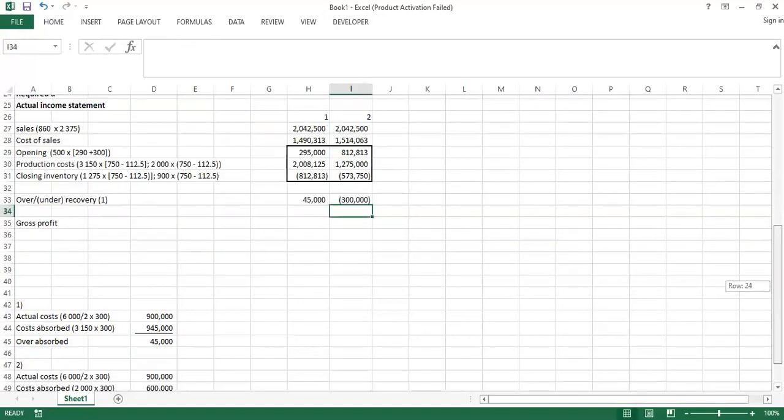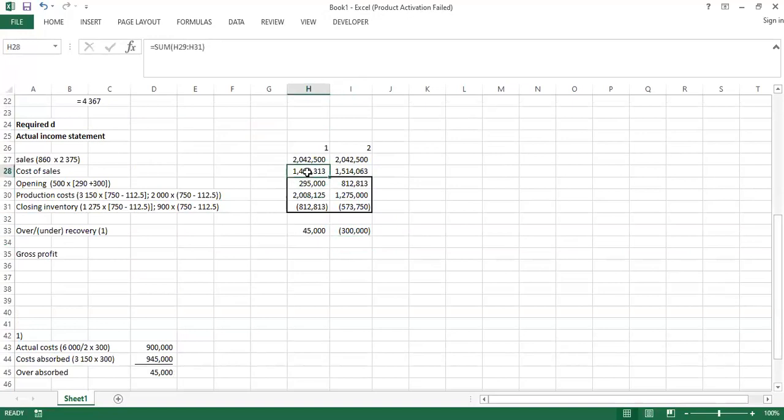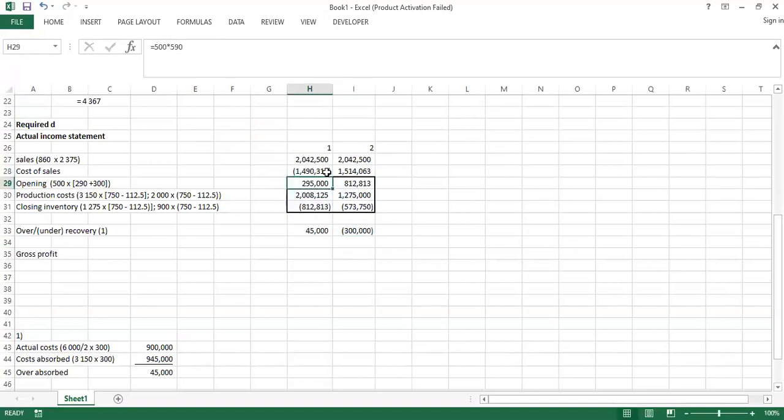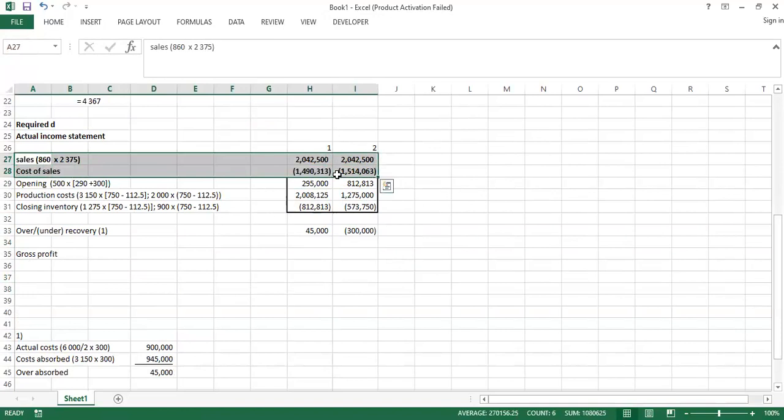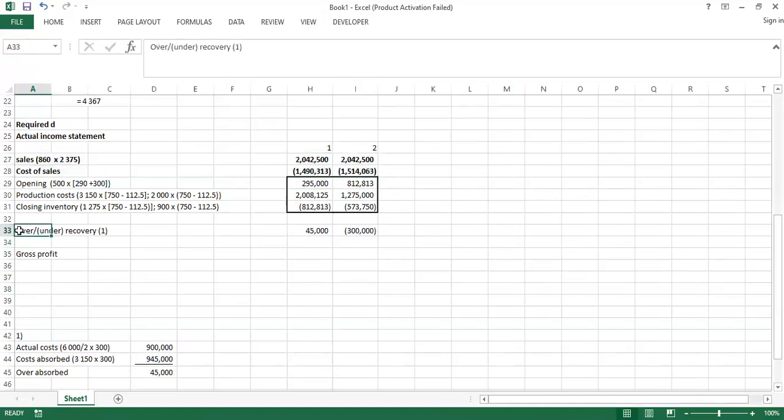All right, so we want this to be negative here. Let's save this amount there as negative, since it's going to be a deduction, and another negative there. I think we are done now with the first part of this question.